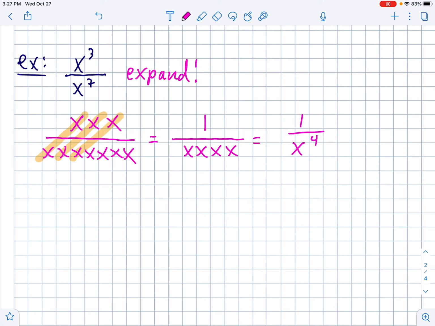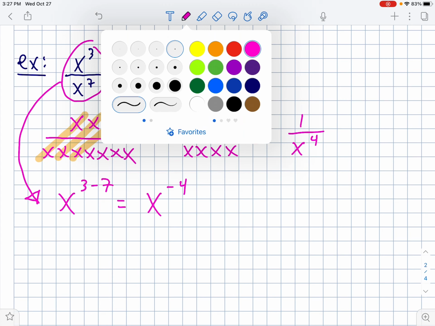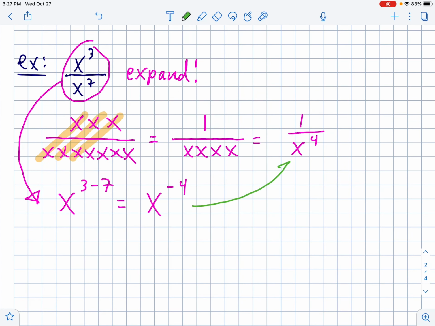Now, what if we had taken an alternate route and said, well, we already figured out that you can just subtract the powers. So this is the same thing as x to the 3 take away 7. Which is true, it is. But if you take 3 and then take away 7, because the 7's bigger, this becomes x to the negative 4. So what I want you guys to see is that negative exponents are the same as putting that exponent in the denominator and making it positive. So x to the negative 4th is the same thing as 1 over x to the 4th.